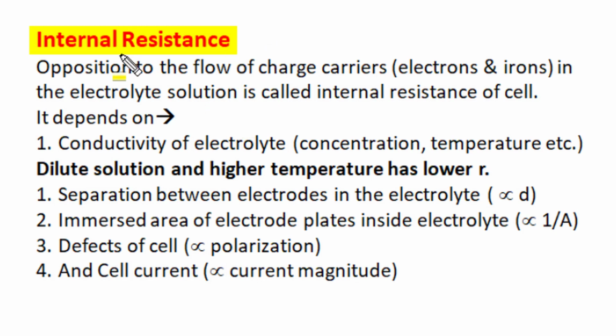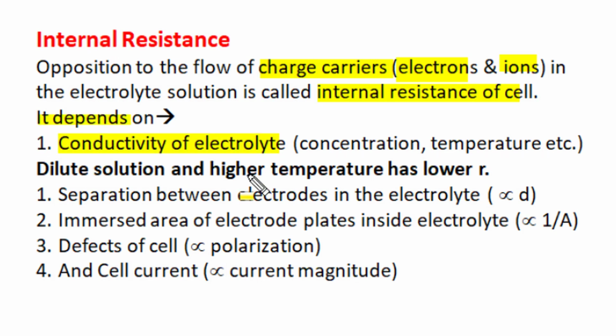In electrolytic solution, due to collisions, opposition to the flow of charge carriers takes place. Charge carriers in electrolytic solutions are both free electrons as well as positive and negative ions, and most of the charge is carried by these positive and negative ions only in electrolytic solution, and opposition to this flow of charge carriers in solution is called internal resistance of the cell. And internal resistance of the cell depends on conductivity of electrolytic solution, and concentration of solution and operating temperature decide conductivity of electrolytic solution.